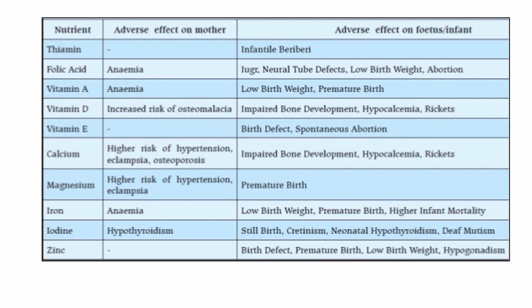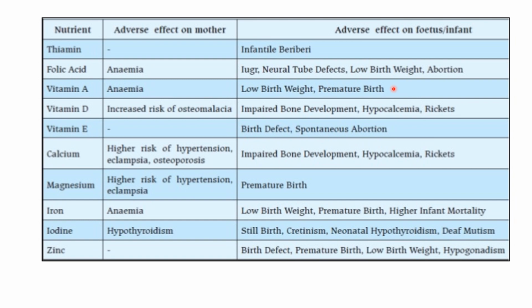We will see the effect of micronutrient deficiency on the mother and on the infant. If thiamine deficiency is there, usually it will not produce much problem for the mother, but for the baby there is a chance for infantile beriberi. And if folic acid deficiency is there, the mother will get anemia and the baby will get intrauterine growth retardation, open neural tube defects, low birth weight and abortion.